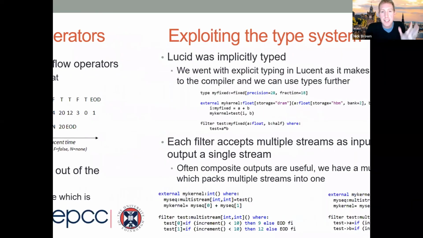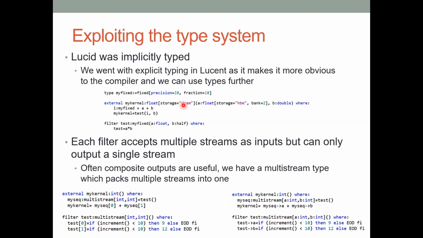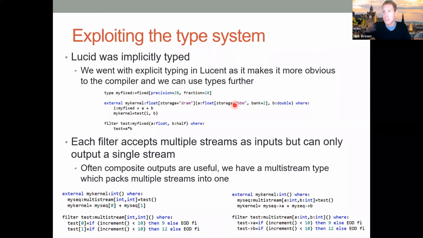And I've got an example of this where I've got my external filter with my types, but you can see I'm also giving it attributes to control those types. So for the external filter, I'm saying, look, we've got storage here in DRAM. So as I'm streaming out this data, it's getting stored in the DRAM on the board. And here, storage is in high bandwidth memory.